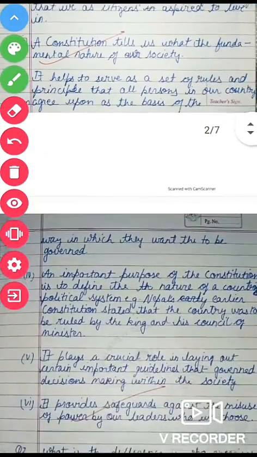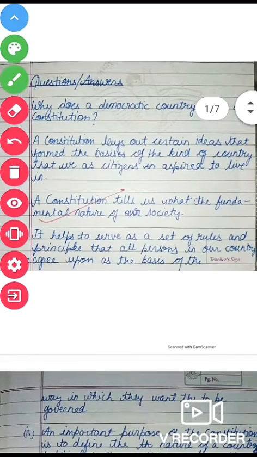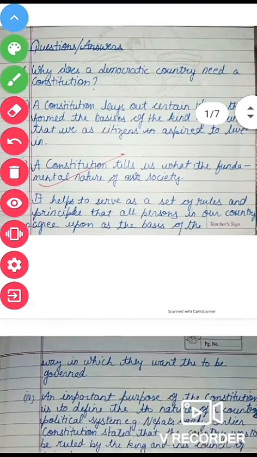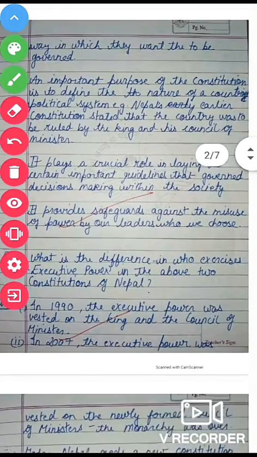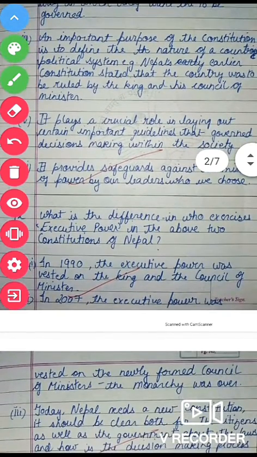Third point is going to be, you can pause the video to see the answer. So the third point can be, it helps us to set rules and principles that all citizens of a country should follow. So this is an important point, guys. You need not forget it. It's very important, rules and principles, on the basis of which it wants to be governed. And then the important purpose of the constitution is to define the nature of the country.